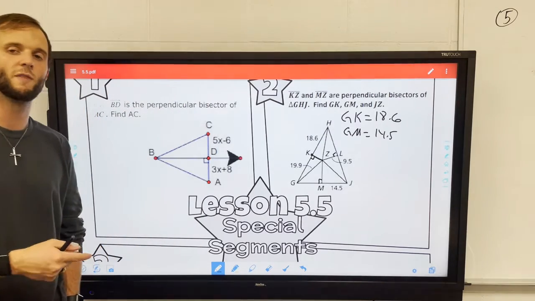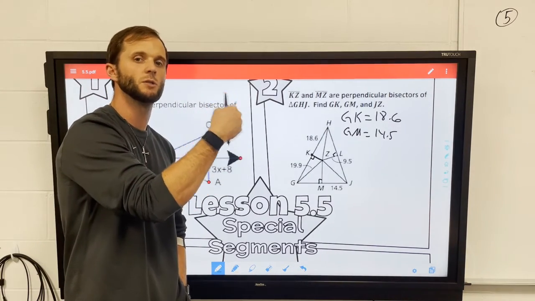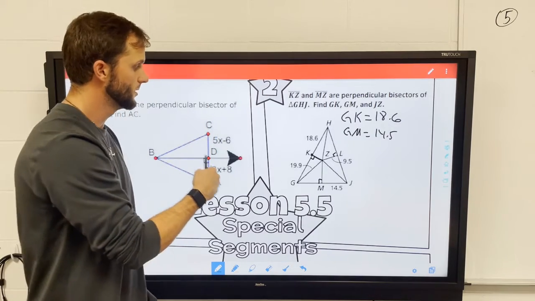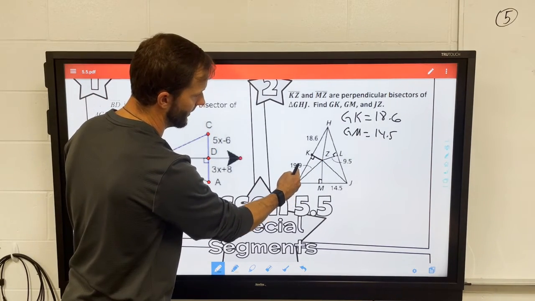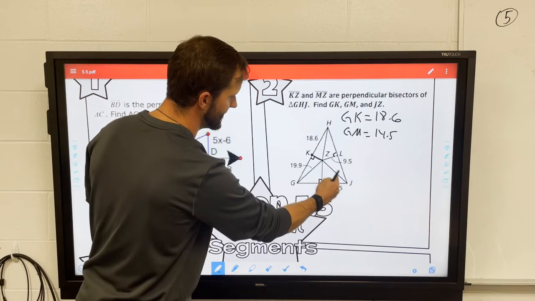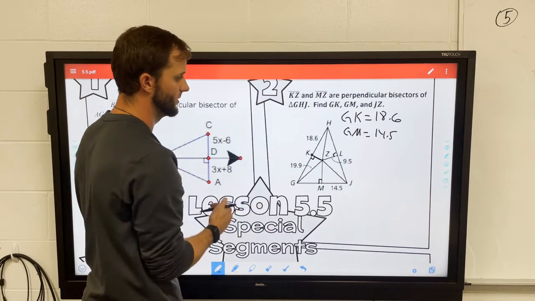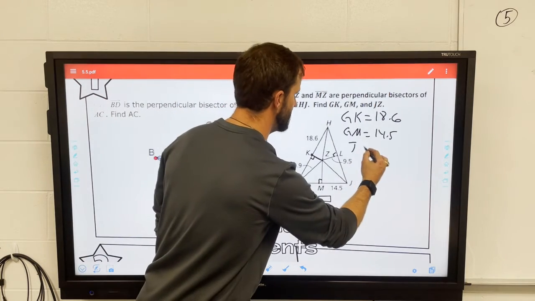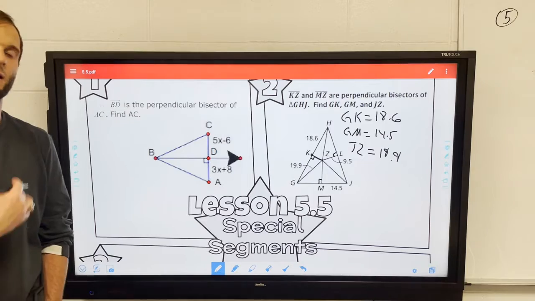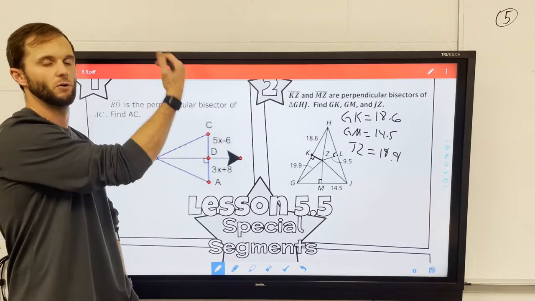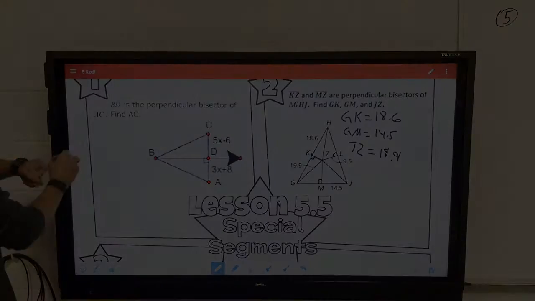I also know that the distance from the circumcenter to the vertex is going to be the same on all of those. So if I look, the circumcenter to the vertex is 19.9, that means from J to Z, which is from the vertex to the circumcenter, is also going to be 19.9. So from J to Z equals 19.9. I was able to find all of this just by knowing the definitions that I've learned up top in my lesson here, okay? So let's jump over to example number 3.